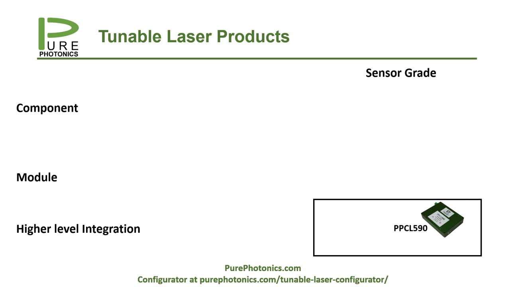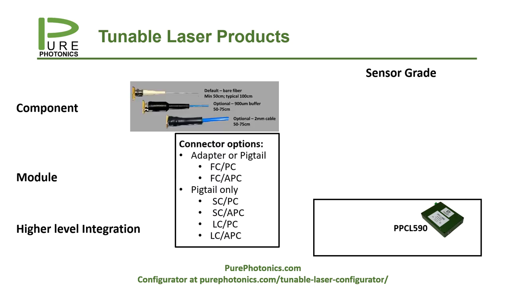For all of our modules, except the Cobrite, we can offer the laser with an adapter in the wall of the module or with a pigtail. With the adapter, you can screw in your own FC-APC or FC-PC patch cord. With the pigtail, you can choose either 900 micron, 2mm or 3mm fiber protection. For all pigtails, you can have a wide range of connector options, including FC-PC, FC-APC, LC-PC, LC-APC, SC-PC or SC-APC.